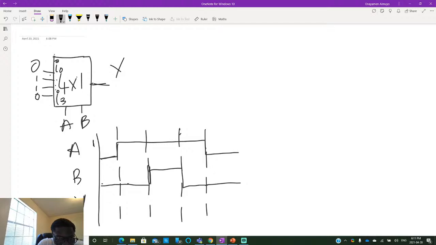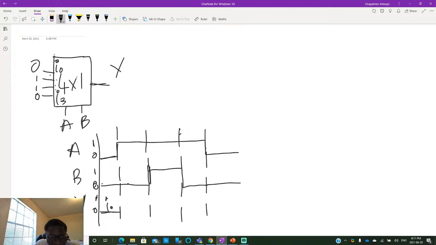So this is a one, this is a zero, this is a zero. Okay. So basically, if A is zero and B is zero, what would be Y? Y would be, okay, I'm just going to also add this here. Y would be I0.